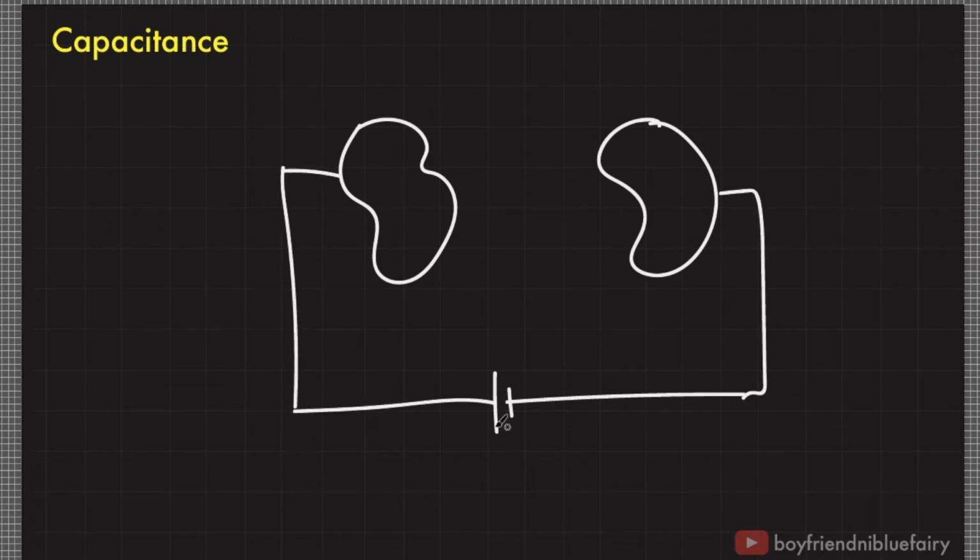Now, in the circuit diagram, the longer of the two parallel lines means it is the positive terminal, and the shorter of the two parallel lines means it is the negative terminal. Now, when you connect the two conductors to a battery, the positive terminal will push the positive charges on this conductor, so eventually, this will accumulate a positive charge. And the other conductor will eventually accumulate a negative charge.